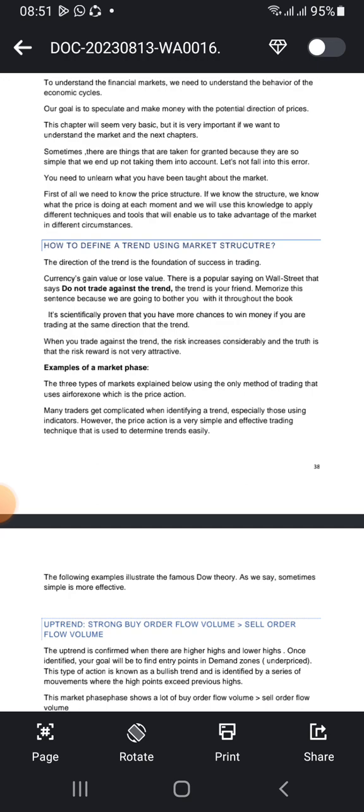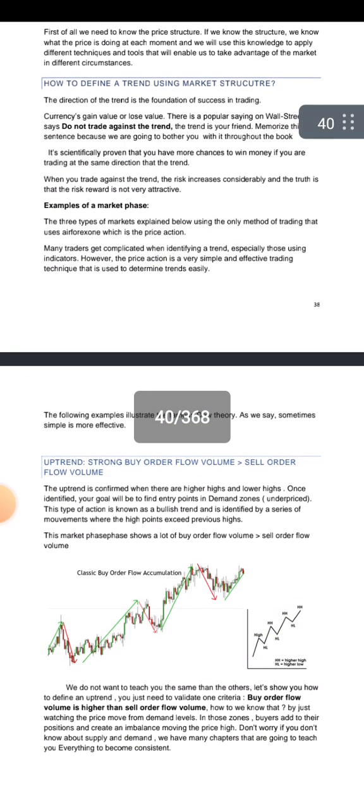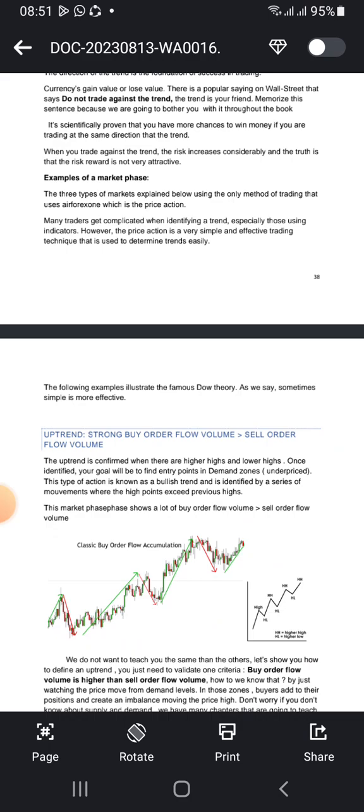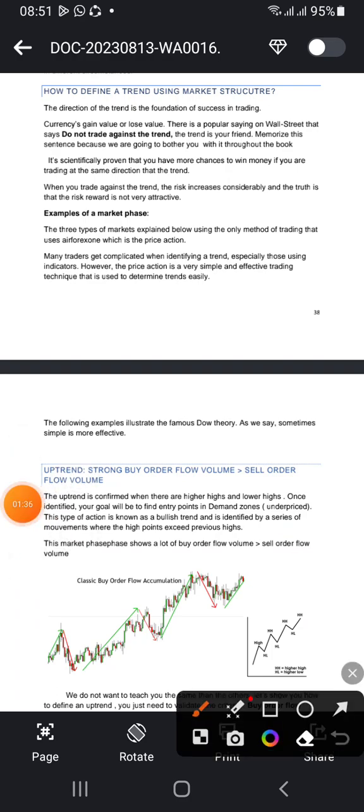So we'll just get deep into the graphs that they just explained, and then try to find out the best method or the best way to explain everything. So on this particular session here, let me see if I have something to help me in explaining these things. So we can start with how to define a trend using market structure.